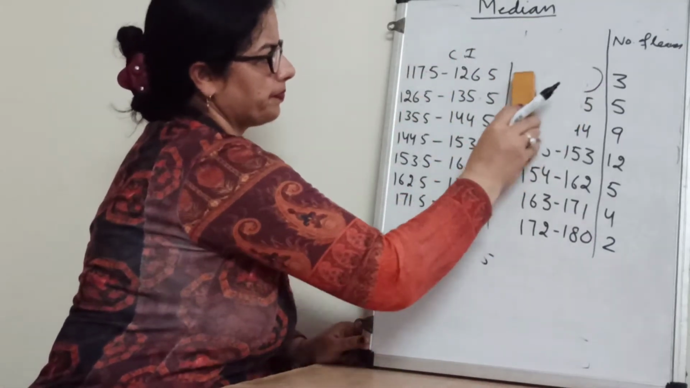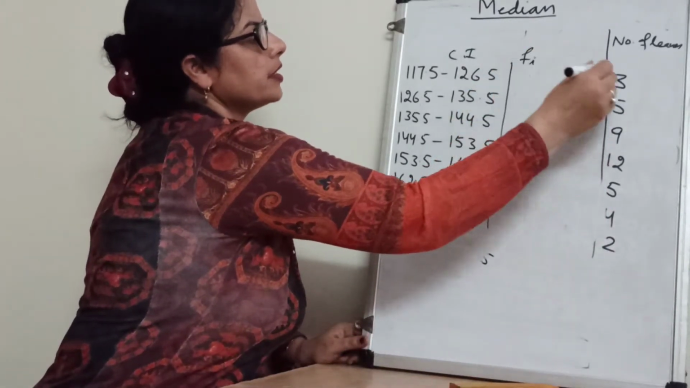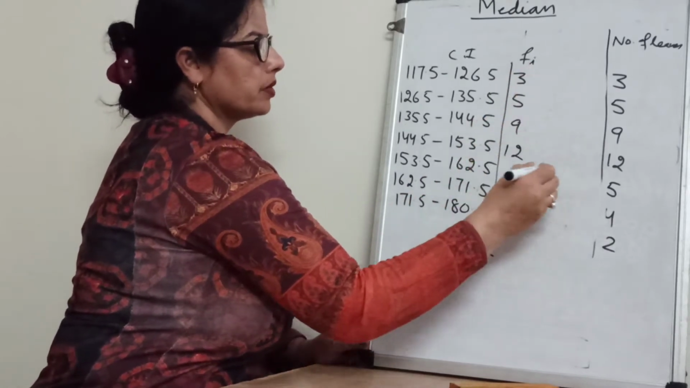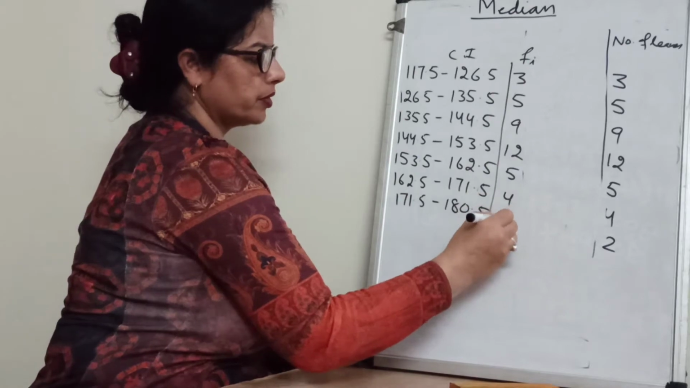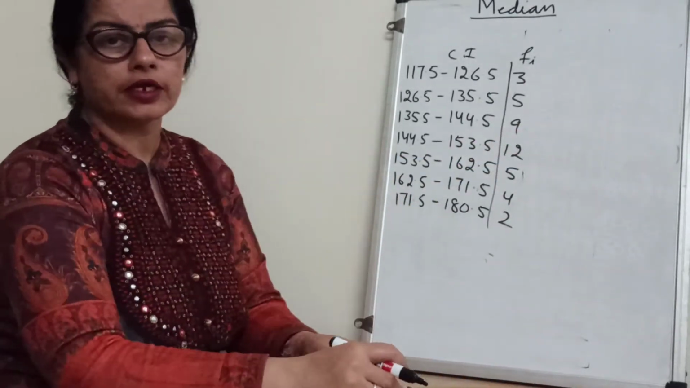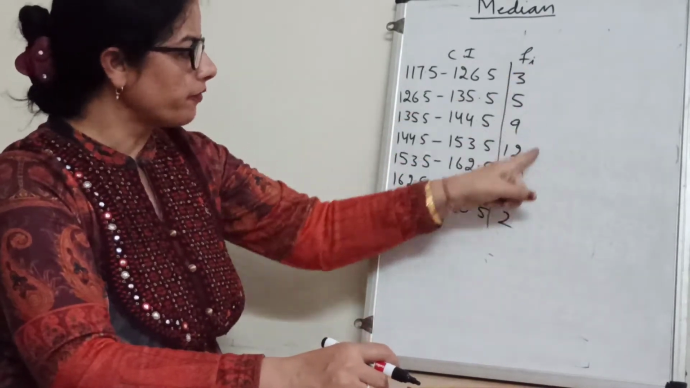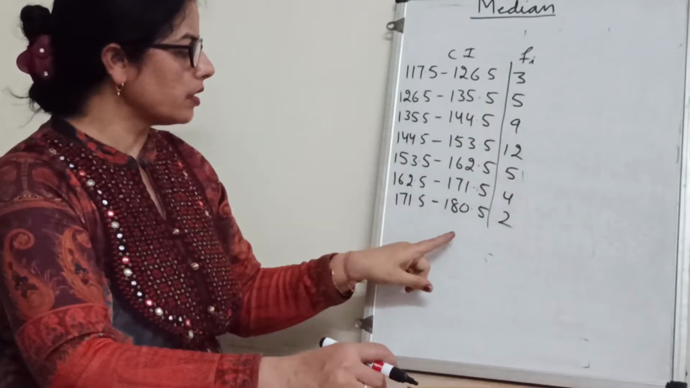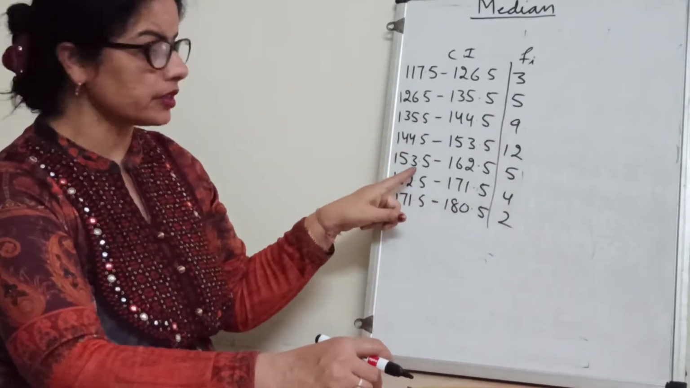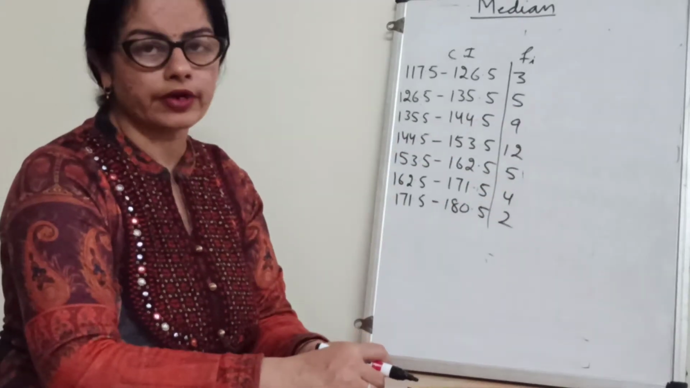Now frequency we can write as it is: 3, 5, 9, 12, 5, 4, 2. Now this table is set, and now we can find the median easily. Yesterday also I told you what the steps are. First find CF, then n by 2. With n by 2 we will find the median class, then lower limit, f, CF, and put the values.